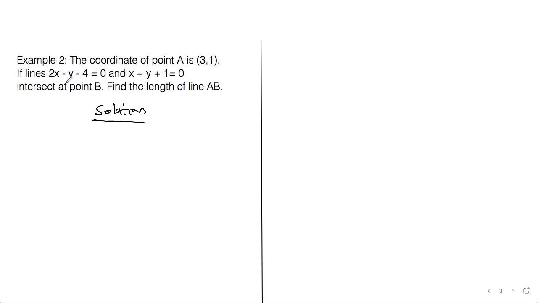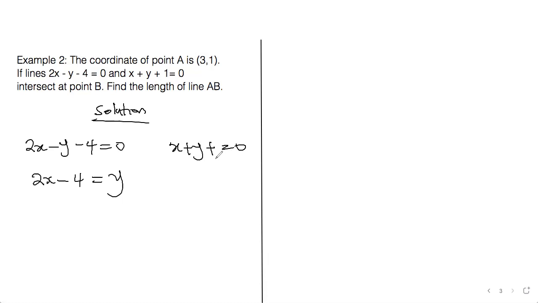So in the first equation, I have 2x minus y minus 4 equals 0. So if I move y to this side, then I'll have 2x minus 4 equals y. I decided to do that because I don't want this negative to be there. So I have that for the first line. For the second line, I have x plus y plus 1 equals 0. Then y will be minus x minus 1. Okay. Then I can equate the two y's.